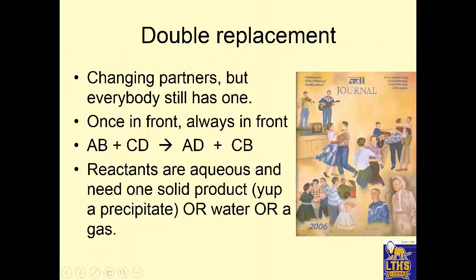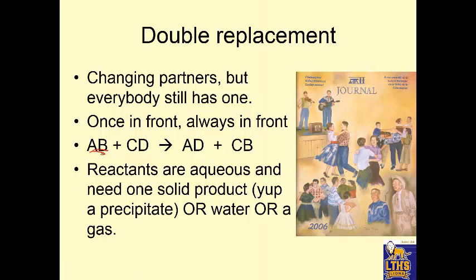All right, hey, if there can be a single replacement, there can be double replacement. This is a little less dramatic because everybody ends up with another substance. In a double replacement, the elements change partners, but everybody still has a partner. Keep this in mind, that in a compound, whatever's in the front of a compound always has to be in the front of a compound.